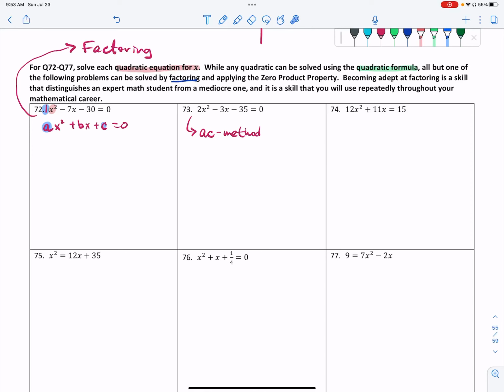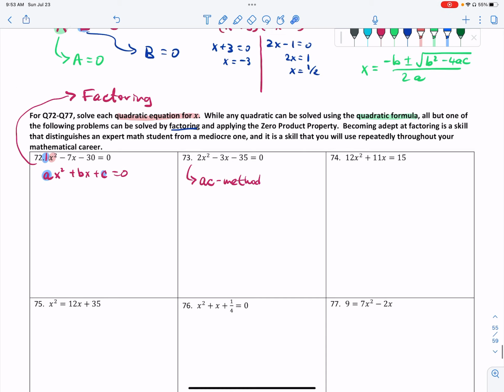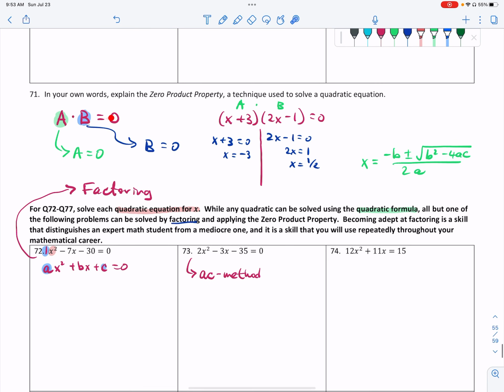One of the things that distinguishes question 74 from 73 and 72 is the fact that it's not equal to 0, right? And the same thing happens with 75 and 77. It's not equal to 0, but it's still quadratic, and the technique is the same. It must be equal to 0 in order for you to apply the zero product property.